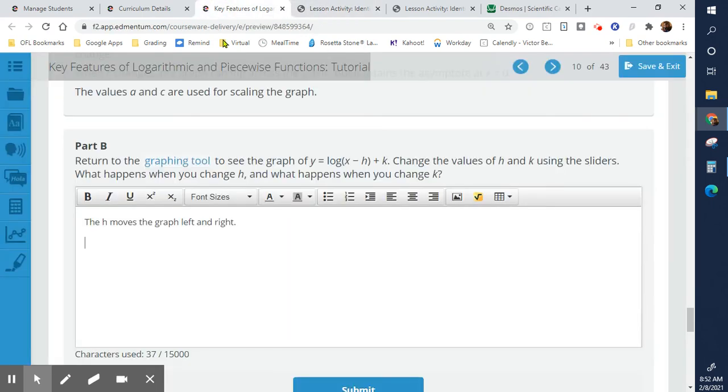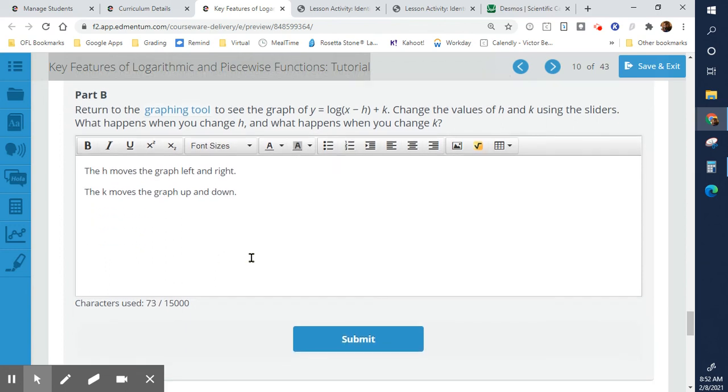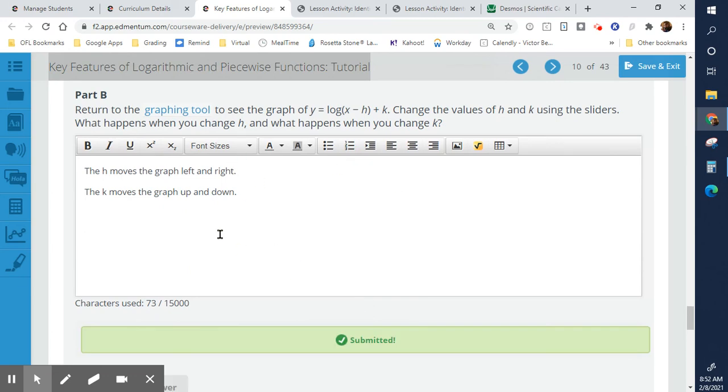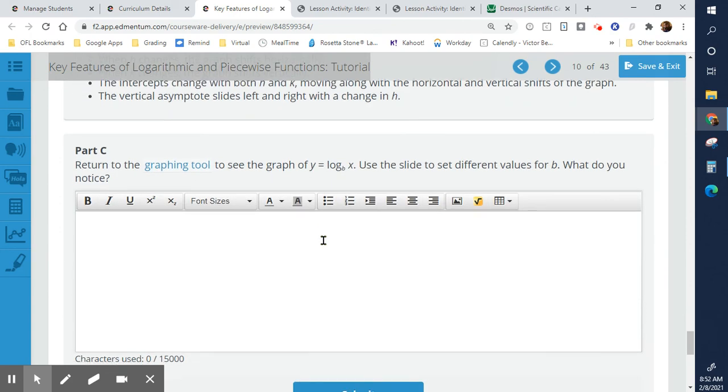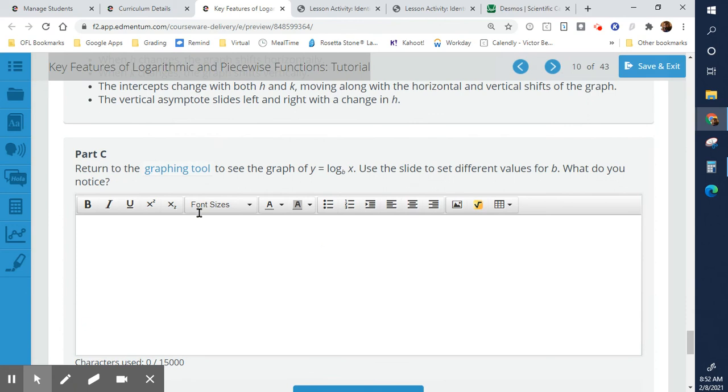The k affects the up and the down. So the k moves the graph up and down. That's the simplest way to do it. And honestly, I don't really expect you guys to say more than that. You can talk about the x-intercepts and all of that changing. Great. But obviously, if the entire graph moves, that means the intercepts and all these other parts of the graph are also moving.